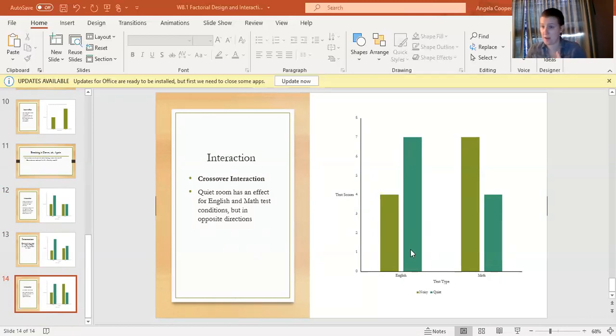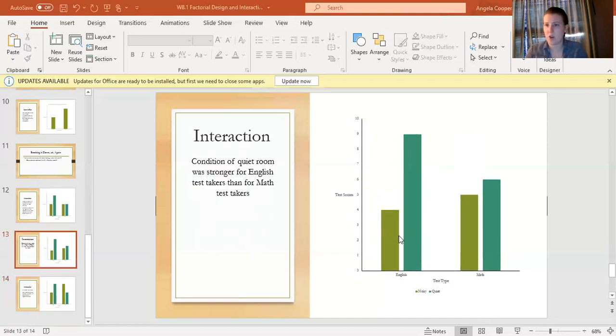But since we have two independent variables, the room condition, noisy or quiet, and the test type, English or math, now we introduce the possibility of interactions, and we see an interaction here. Again, this is known as a crossover interaction, where the quiet room does have an effect for English and math, but in opposite directions. Same thing for the noisy room, opposite directions. Again, you can look over these interaction graphs and see that when one of these bars is way higher than the other, there's probably an interaction going on if there's more than one independent variable.